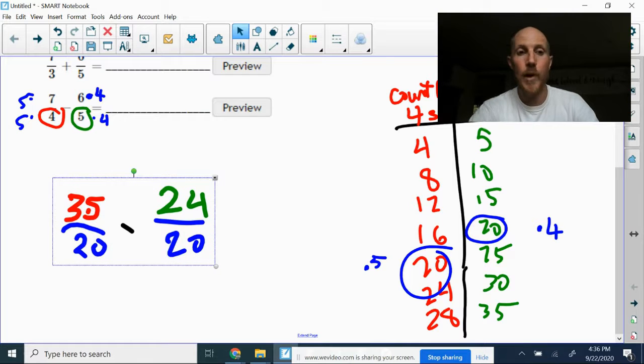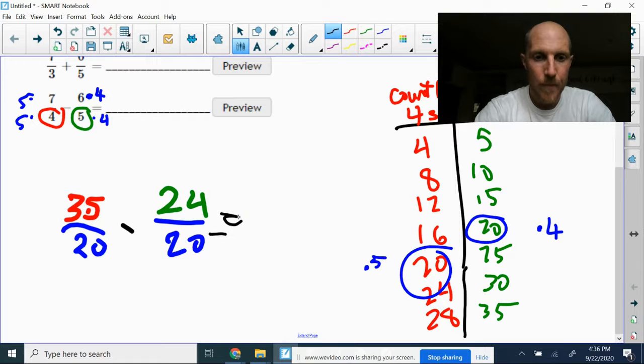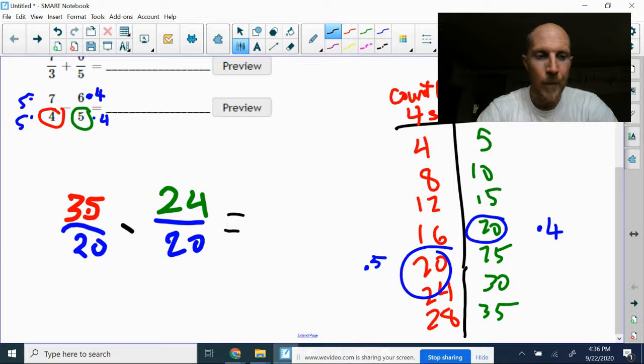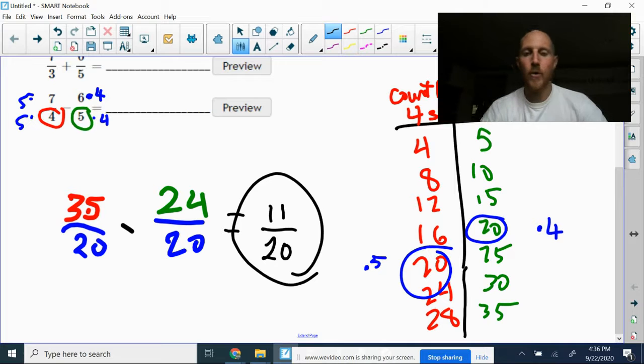Okay, so the original problem was to subtract, and so I still need to subtract now that I have a common denominator. We're trying to write an equal sign. The denominator is going to remain unchanged. That'll still be 20, and then I have to subtract the numerators. 35 minus 24 is 11, right? So this is my final answer.